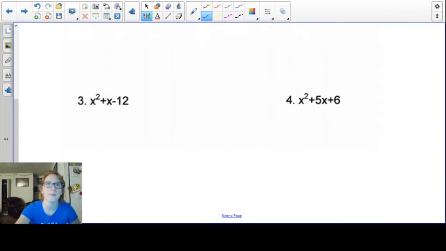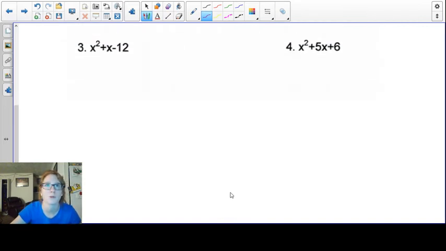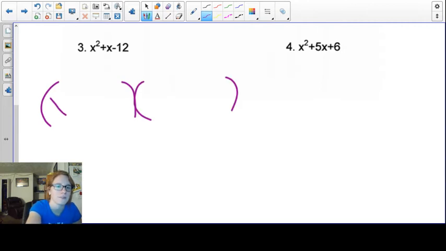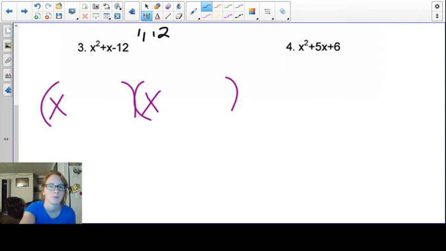All right, number 3. I'm going to extend that page a little bit just to give myself a smidge more room to write with. So start with 2 sets of parentheses and my x's. That should already be done. Let's see what goes into 12. Well, I've got 1 and 12, 2 and 6, and 3 and 4.